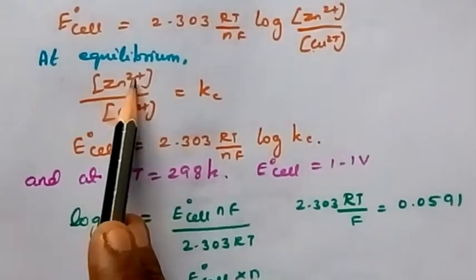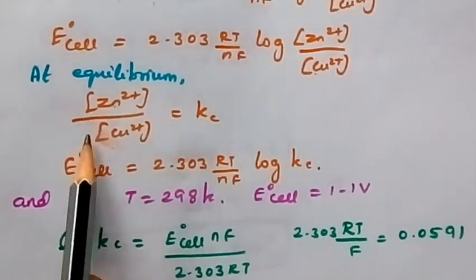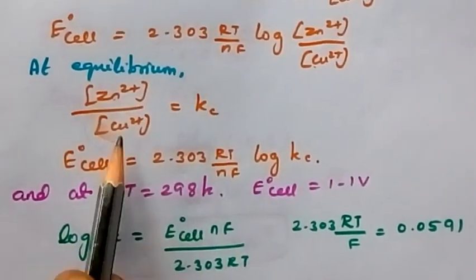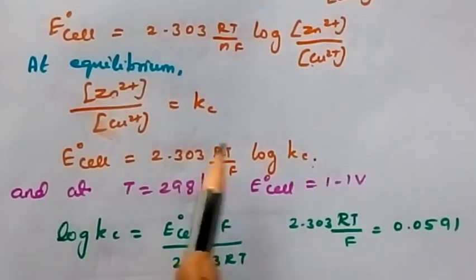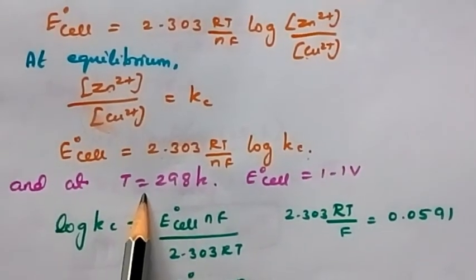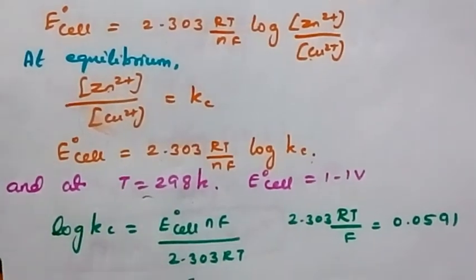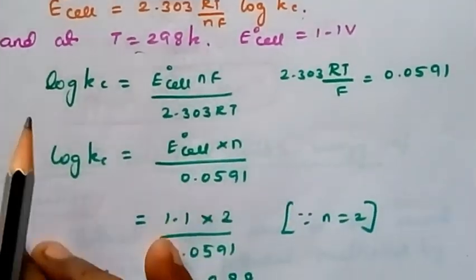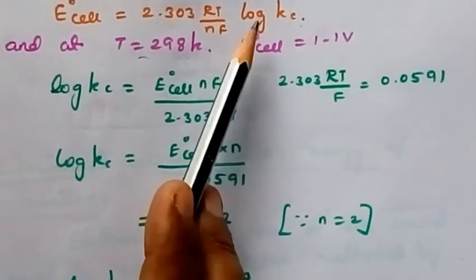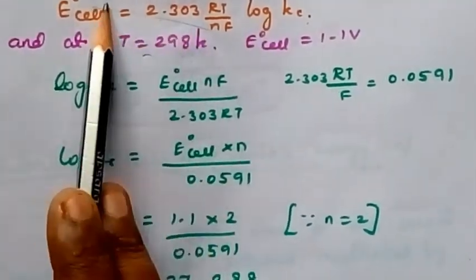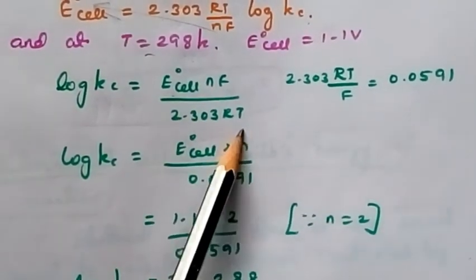We know at equilibrium this concentration ratio is the equilibrium constant. So this term is equal to Kc. So E naught of the cell is equal to 2.303 RT by NF log Kc. Temperature 25 degrees Celsius, we can write in Kelvin as 298 Kelvin. E naught of the cell is equal to 1.1 volt. Now we are going to calculate log Kc, that is, Kc we are going to determine. From this formula, log Kc is equal to E naught NF by 2.303 RT.